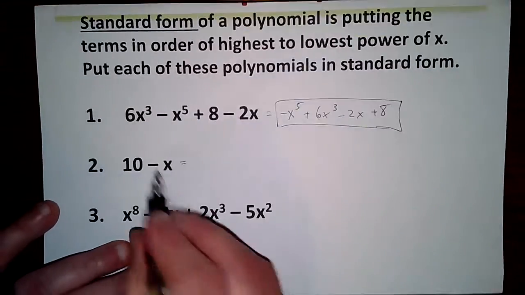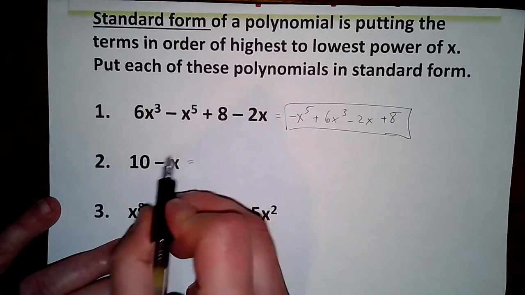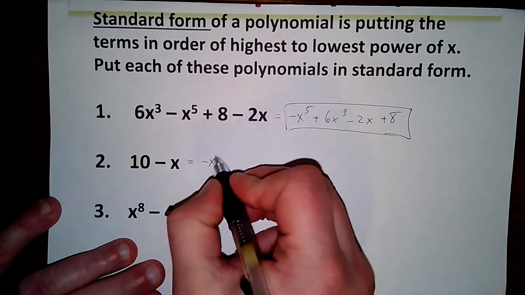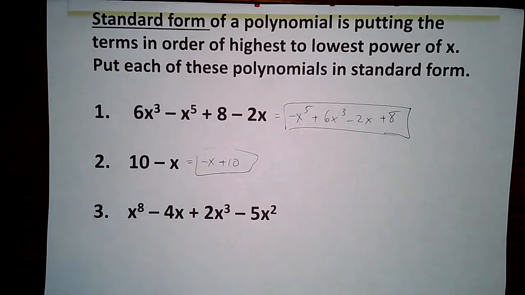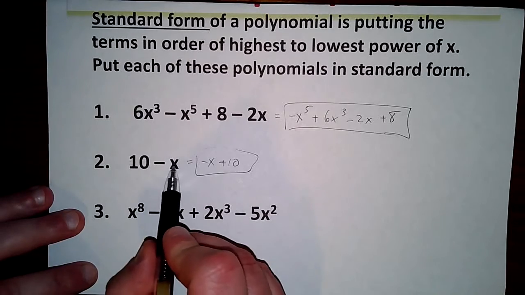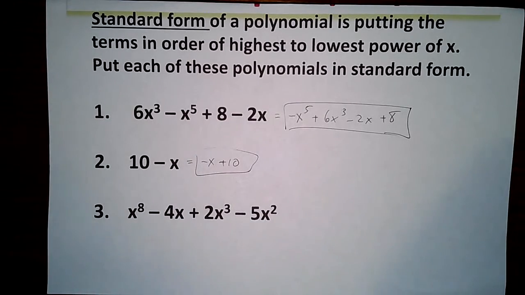All right, so this one, pretty straightforward. You would put the variable term first, so the negative x to the first, and then the plus 10. The real skill to be careful with here is just make sure you keep the coefficients with the terms. Like this is a negative 1x. It needs to stay a negative 1x.